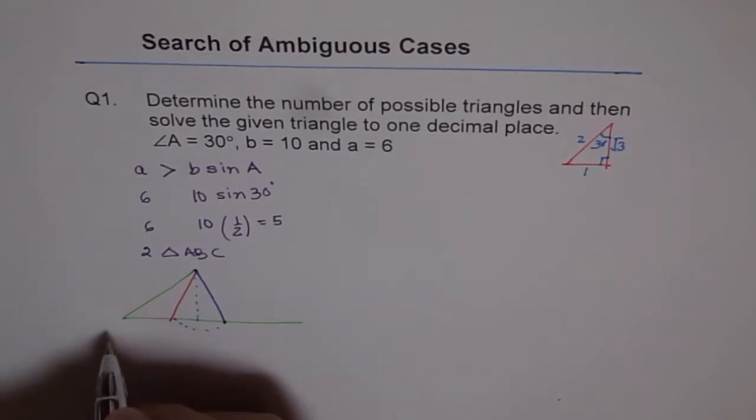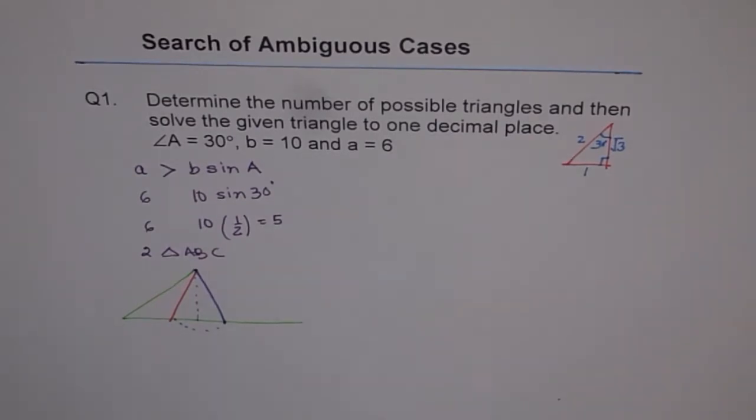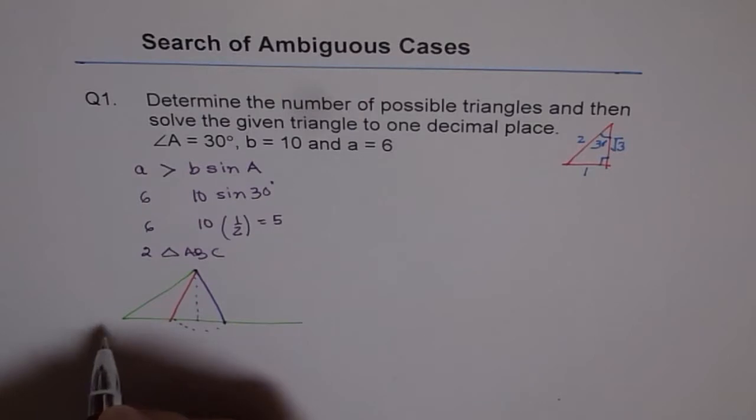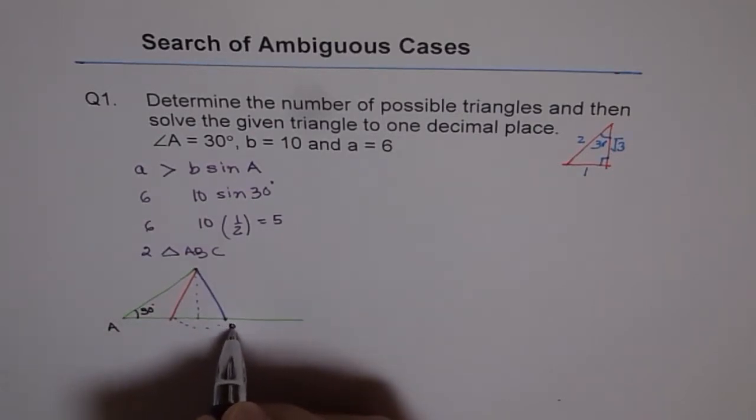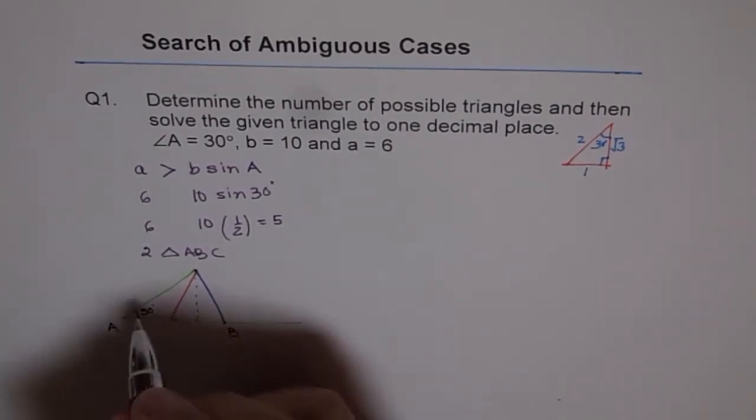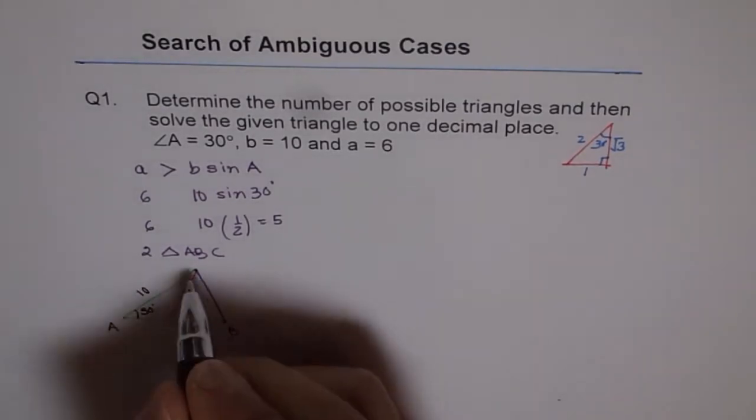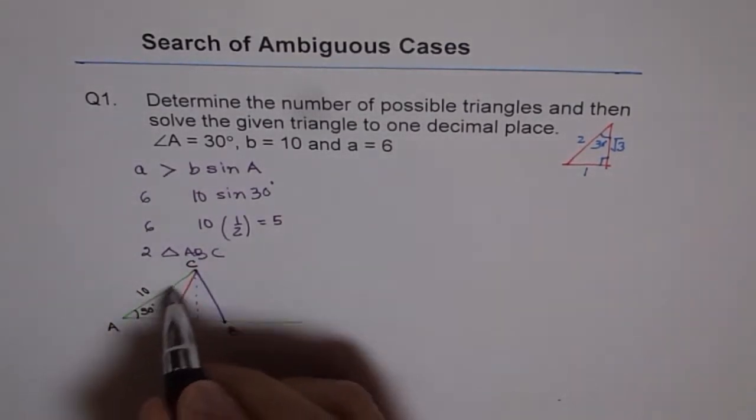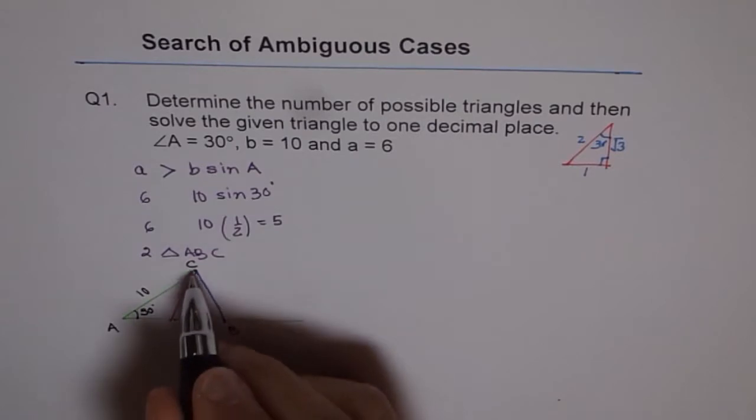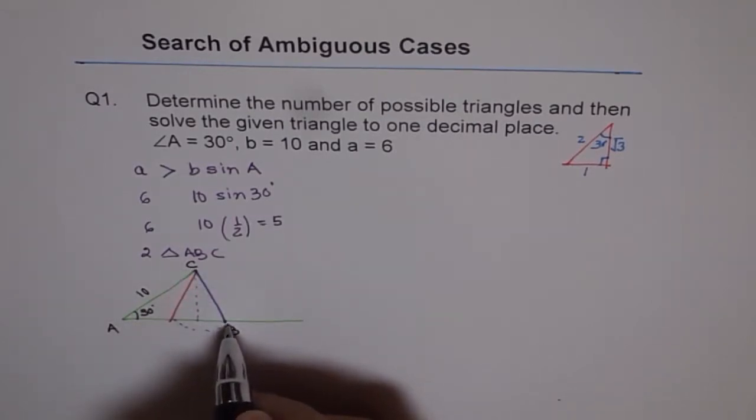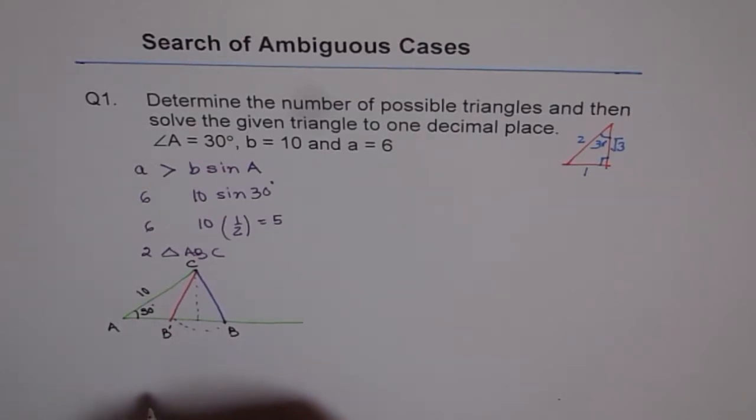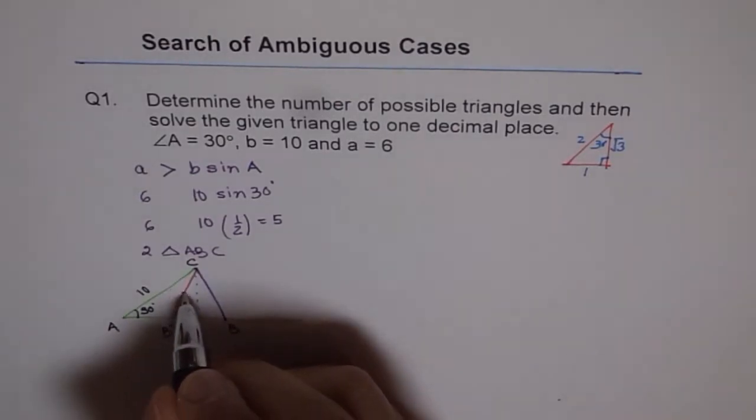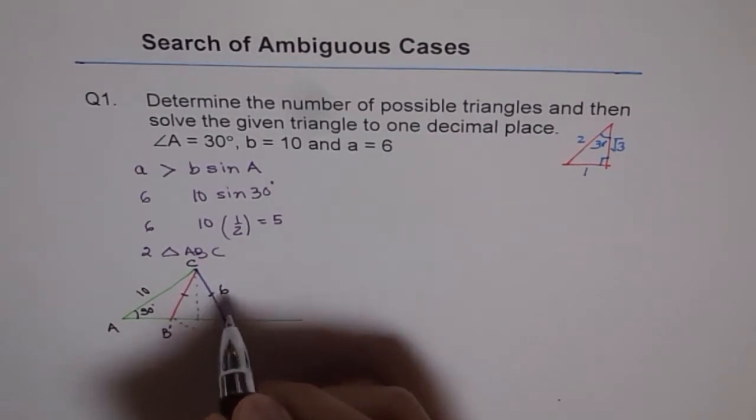Let me label them as A, B and C, right? So A is this vertex with angle of 30 degrees, and let's call this B, and the side opposite B will be 10 units, and this is point C, right? So after 10 units we have point C. So A and C are fixed, but B could be either here or here. So the second triangle, let me call that B dash. Side a is given to us, so these two sides are equal for us and they are 6 units each.